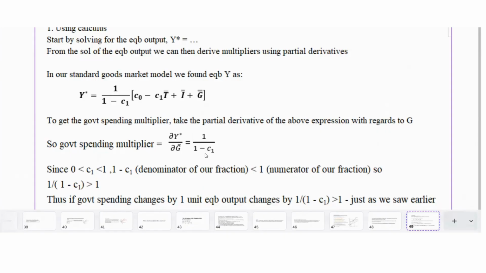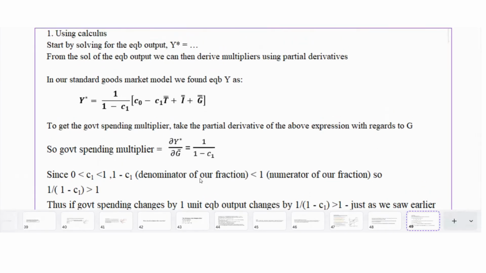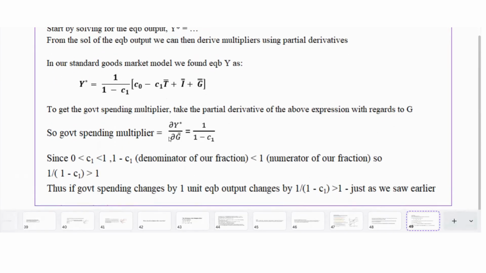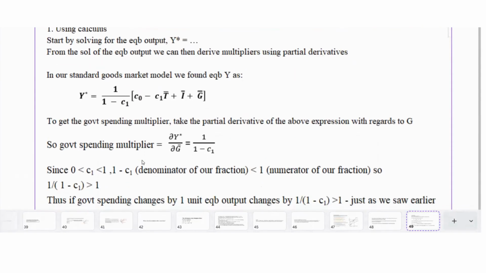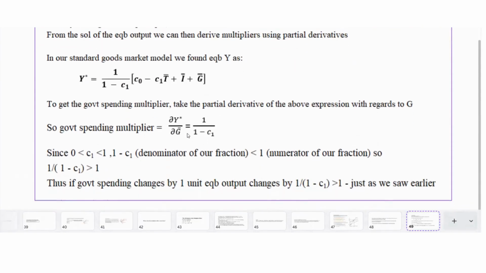If the denominator of a fraction is smaller than the numerator, the fraction is greater than 1. If the numerator is greater than the denominator, as here, the fraction is greater than 1. If the numerator is less than the denominator, then the fraction is less than 1. So what was shown is that if government spending changes by 1 unit, then equilibrium output changes by 1 by 1 minus C1, which is greater than 1 unit, just as we saw earlier, that the change in equilibrium Y is greater than the initial change in G.